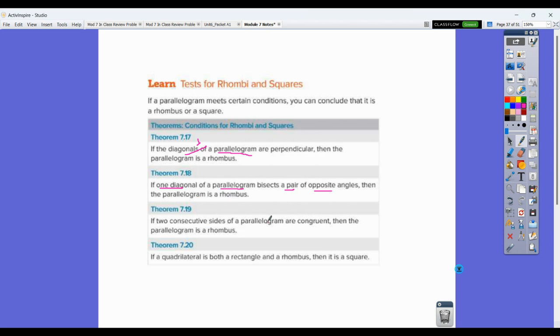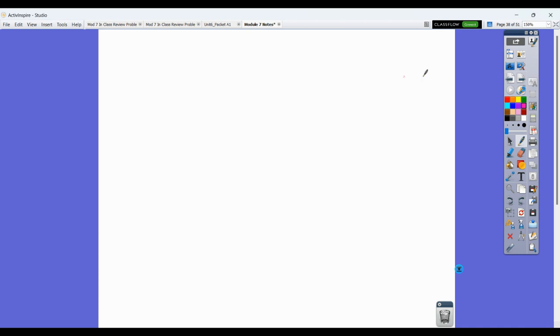If two consecutive sides of a parallelogram are congruent, think about that. You have a parallelogram and you have two consecutive sides that are congruent to each other, then you're going to have a rhombus. Or if a quadrilateral is both a rectangle and a rhombus, then it's a square. So we've already talked about how to prove that we have a rectangle. Now we've talked about how to prove we have a rhombus. And when we can do that together, we can get to a square. So let's go over this real quick before I end this video.